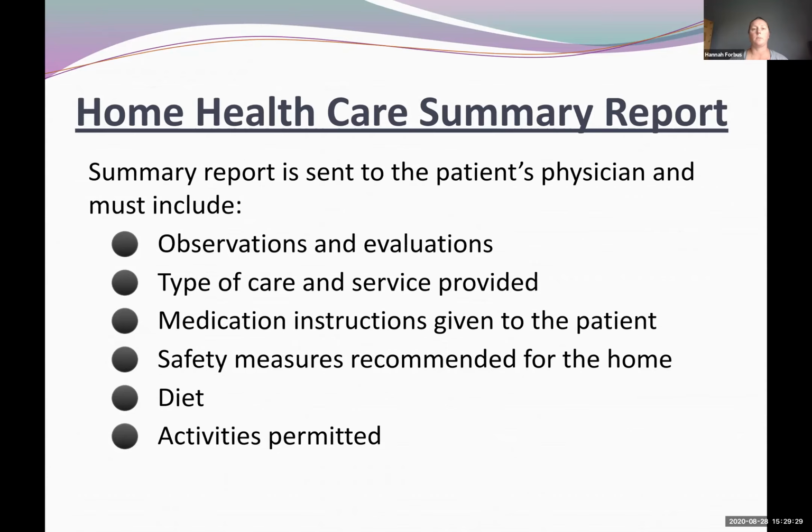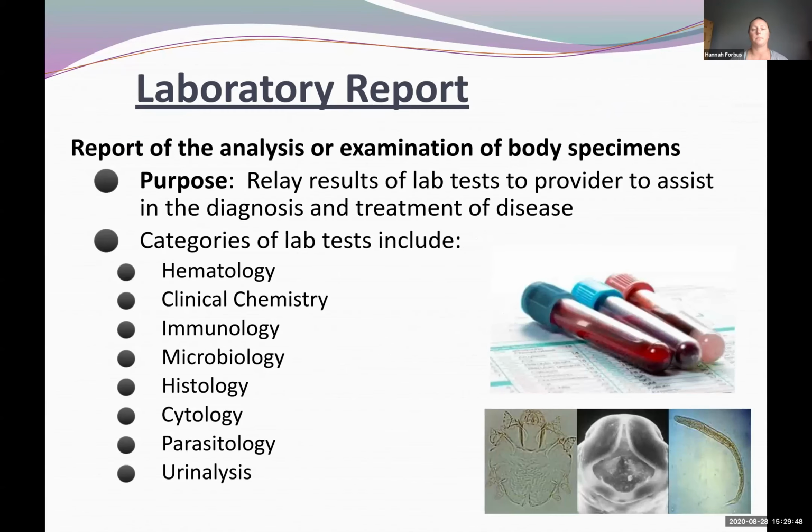A home health care summary report is sent to the patient's provider and may include observations and evaluations, type of care and service provided, medication instructions given to the patient, safety measures recommended for the home, diet, and the activities that are permitted.